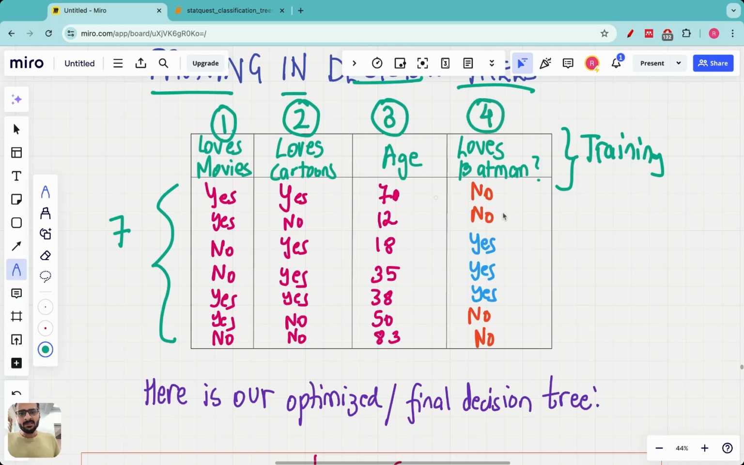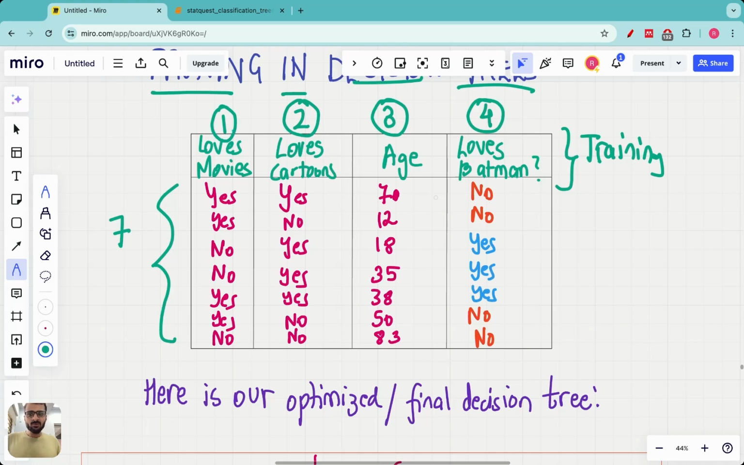So the goal is that based on this training data, whenever a new person gives us information about whether they love movies, whether they love cartoons, and what's their age, can we predict whether that person will love Batman or not? This is the problem which we are trying to solve. Based on these three answers, can we accurately predict whether that new person will love Batman or they won't love Batman?